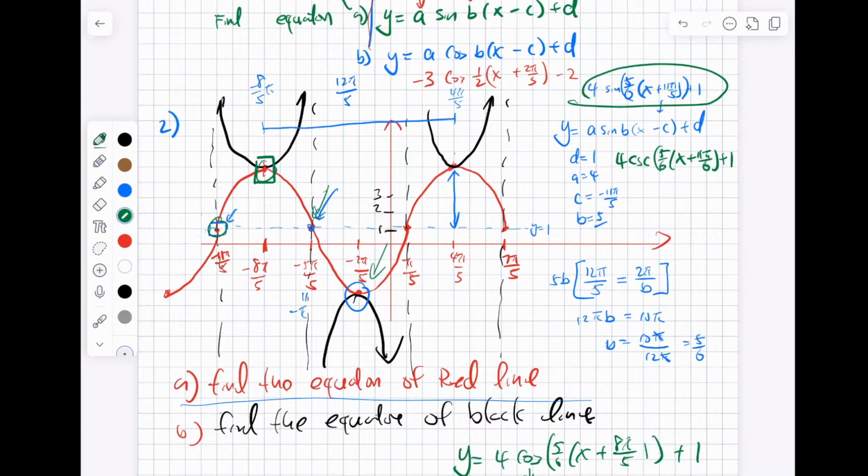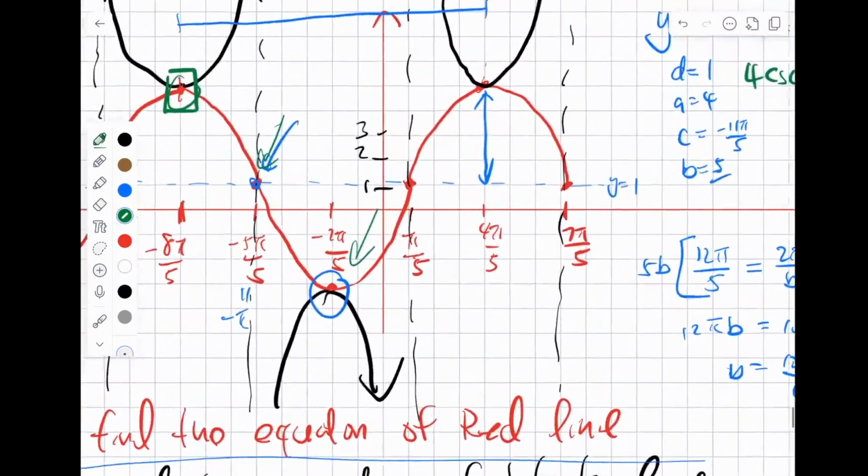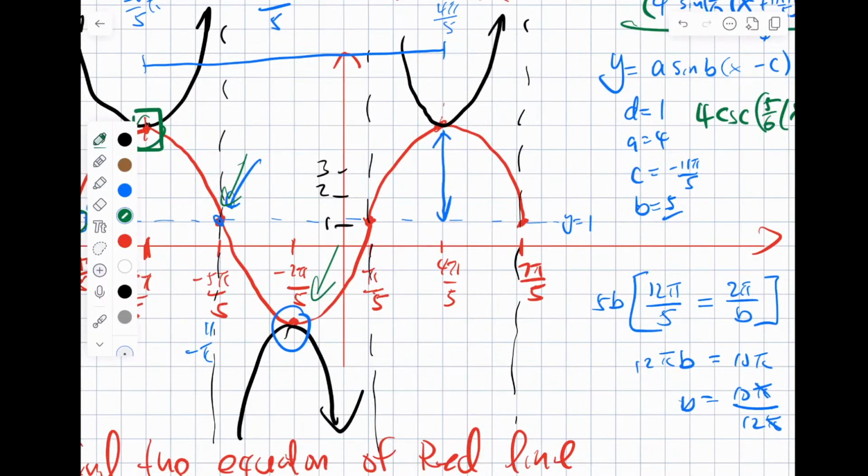Now, one more thing I want to talk about. How do I find all the asymptotes at once? On the AP exam, very important. How do I find all the asymptotes at once? For secant, it's going to be the first asymptote plus half the period. I'm going to explain that. So, how do I find all the asymptotes? So, where's the first asymptote? Pi over 5. Right? That's the first asymptote. Is that okay?